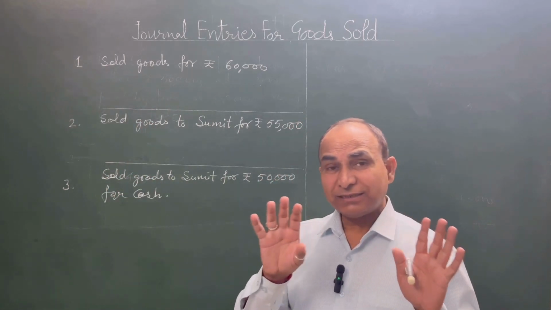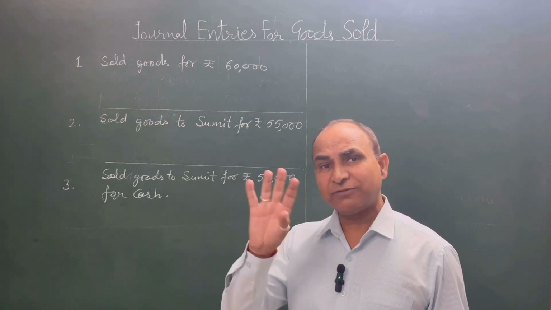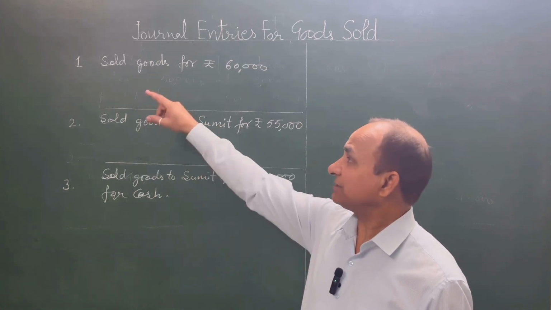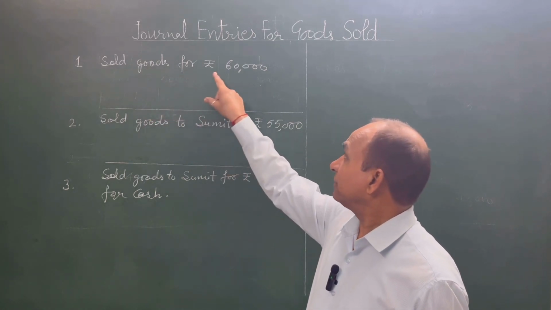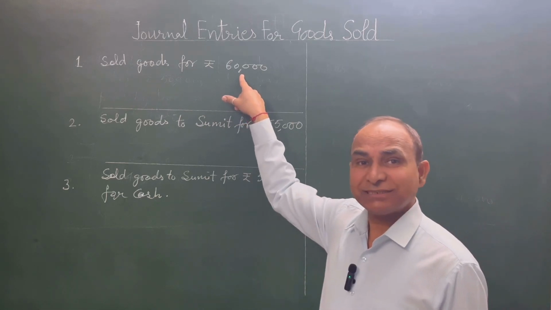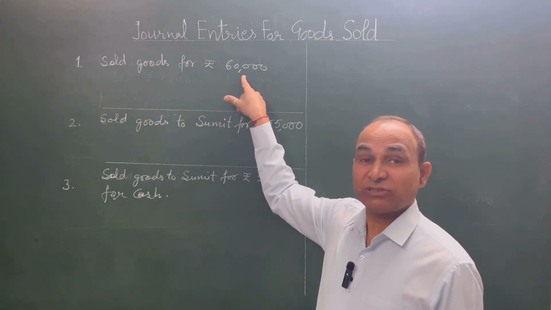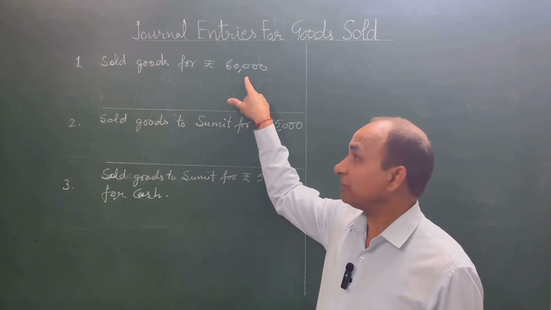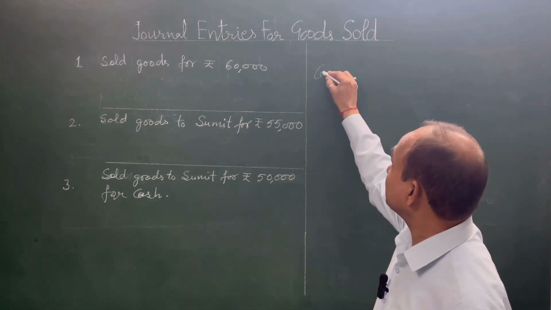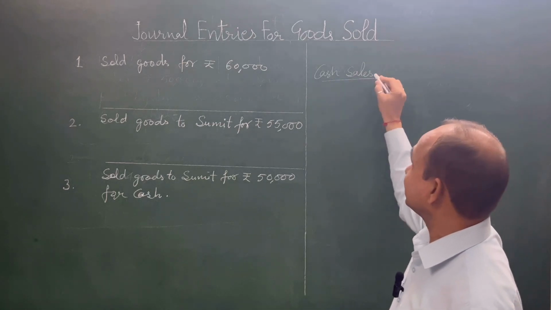If the transaction of goods sold is simply given without a name or without mentioning whether it is a cash or a credit transaction, then what to do? See the first transaction. Sold goods for rupees 60,000. Name of the customer is missing and nature of transaction is also missing, whether on credit or for cash. So it will be considered as a cash sale. It is a cash transaction students. It will be considered as cash sales.